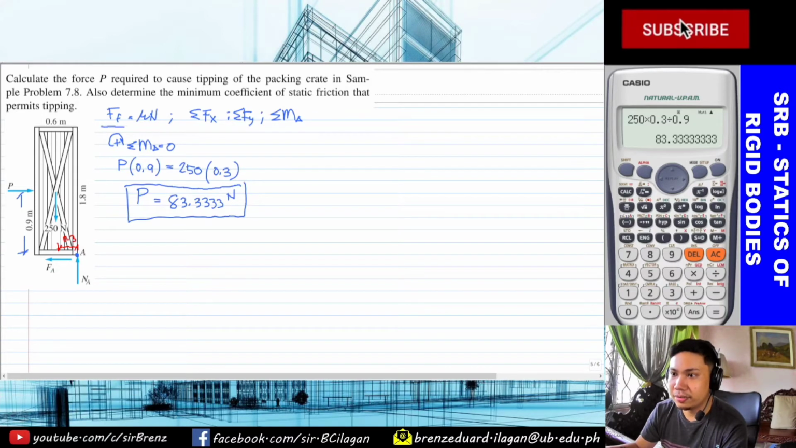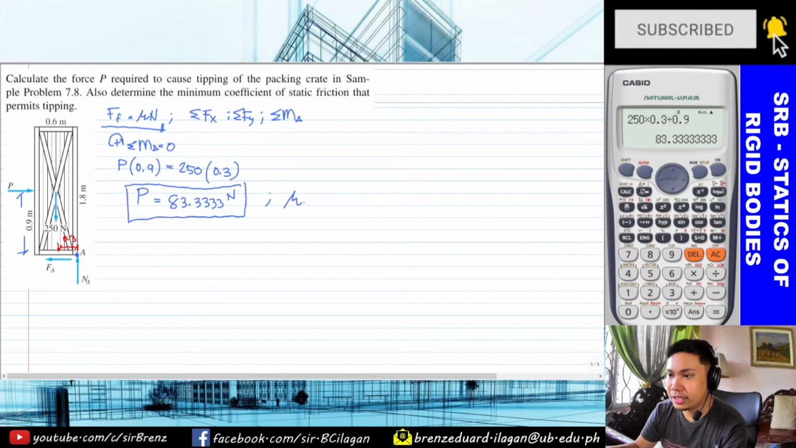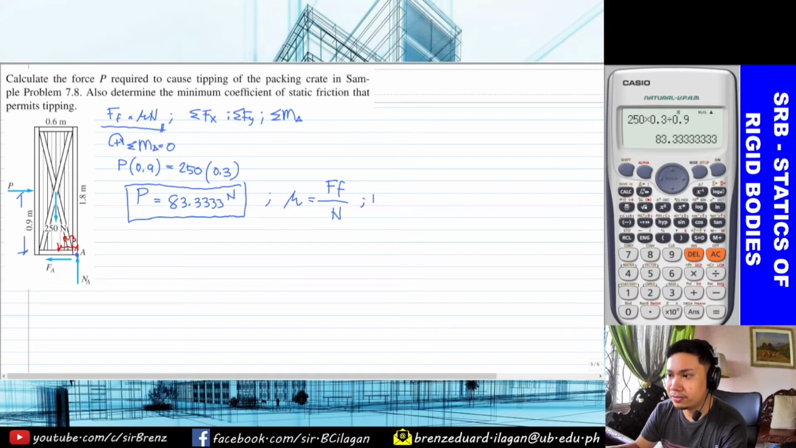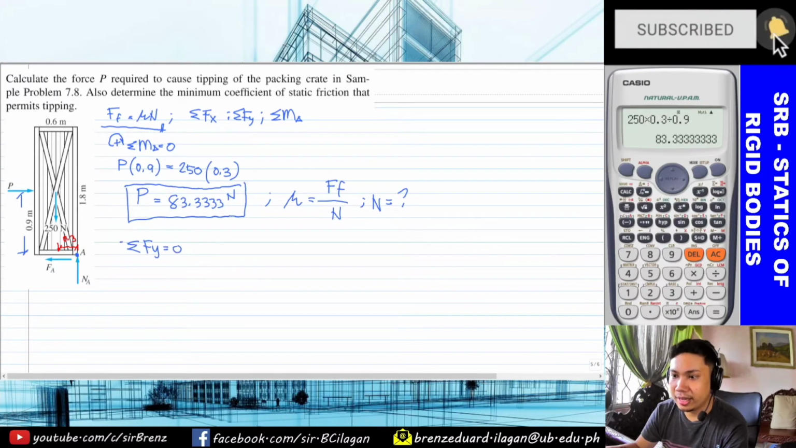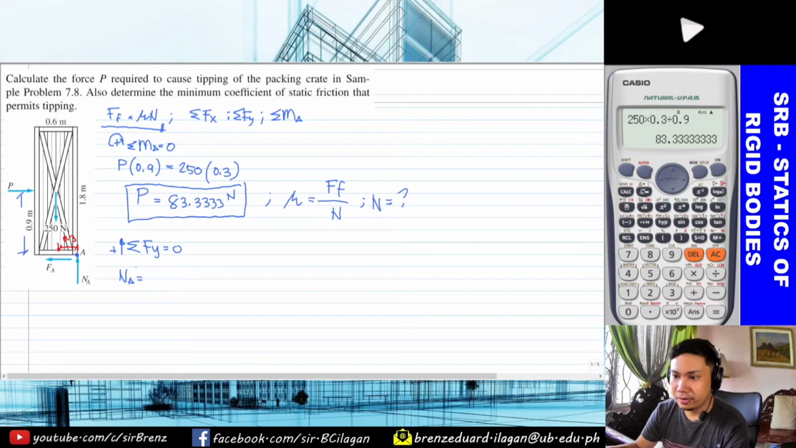So, using this equation, ayan, you could say that yung coefficient of static friction mo is equals lang sa F sub F all over N. But first, we need to solve for the value of N. So, how can we solve for N? So, by considering the whole diagram, kapag nagsummation ng forces ng Y, may relate natin yung N based do sa weight ng iyong crate, or N sub A, so based on this problem, is equals lang siya sa 250 Newton.